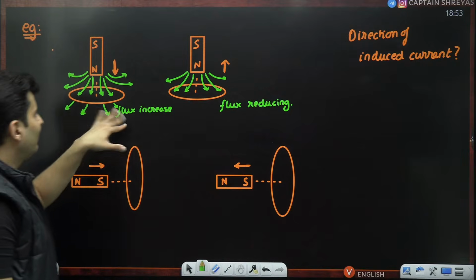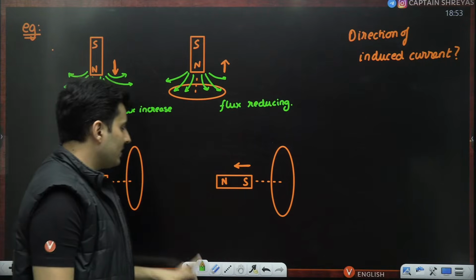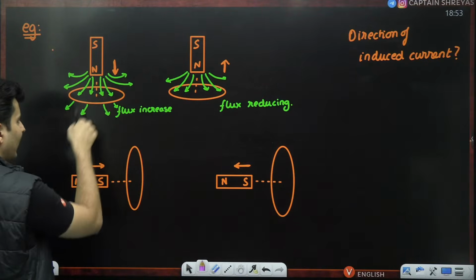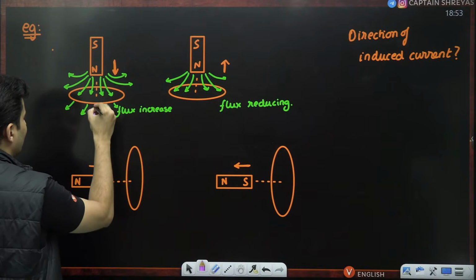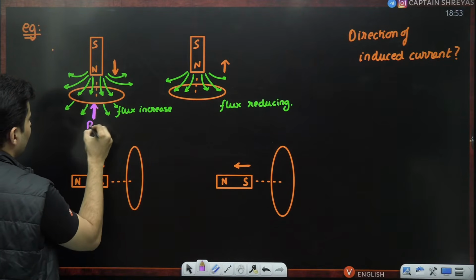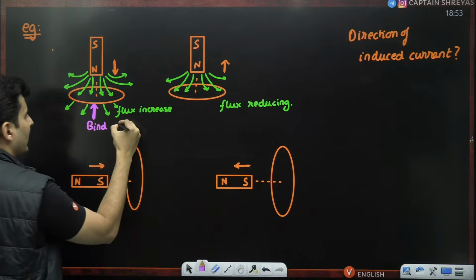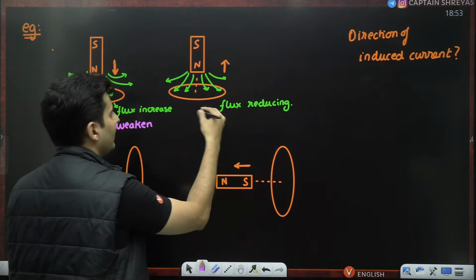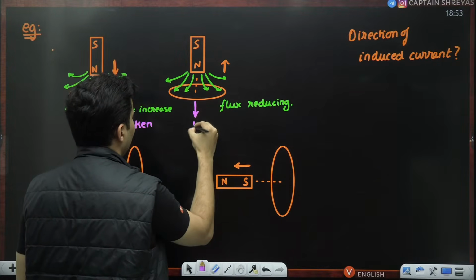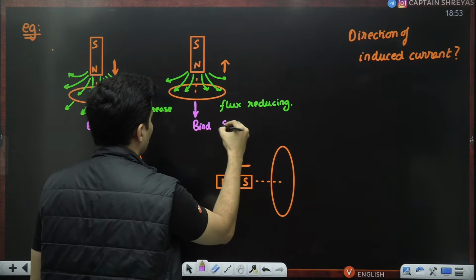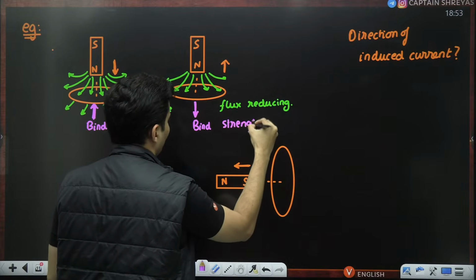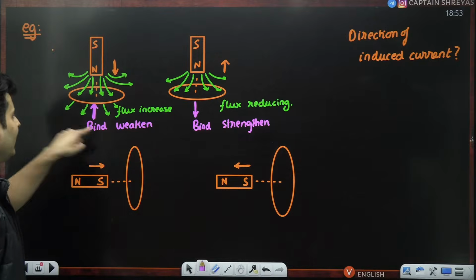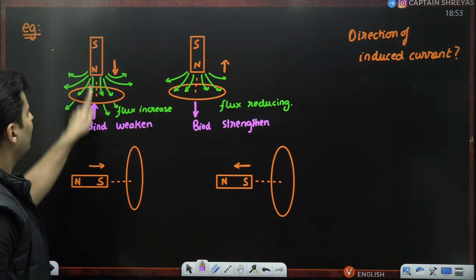Okay. So if the flux is increasing here, according to Lenz's law, you should try to oppose that change. The flux is going up, so you will oppose it like this. So the induced field should oppose it. It will try to weaken it. Here the flux is reducing, so you will try to strengthen it. So the induced magnetic field should try to strengthen it.